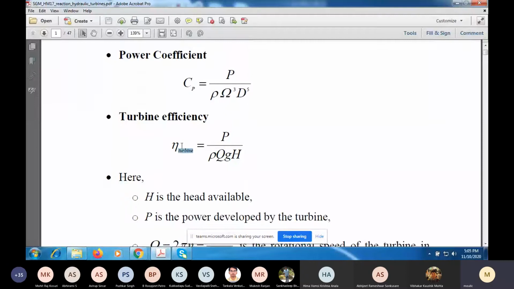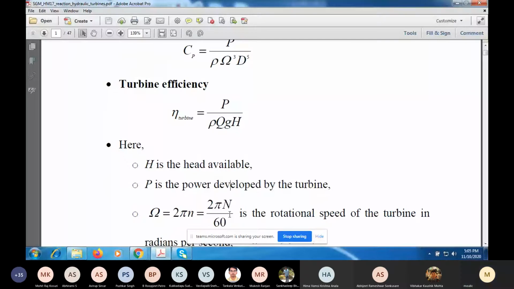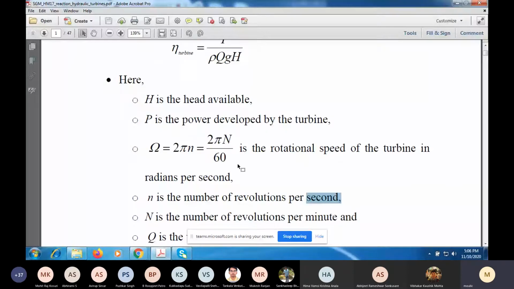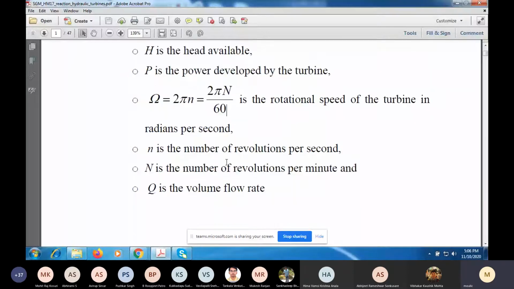And the efficiency of a turbine is the output by the input. So if H is the head that is available at the inlet of the turbine and P is the power developed by the turbine, then eta is P by rho Q gH. So this denominator here is the hydraulic power available. This is defined in such a way that it is less than or equal to 1. Usually it will be less than 1. In the case of the pump, it was the reciprocal of an expression of a similar kind. And omega here is 2 pi small n, where small n is the revolutions per second. So small n is capital N by 60, where capital N is the RPM or revolutions per minute.